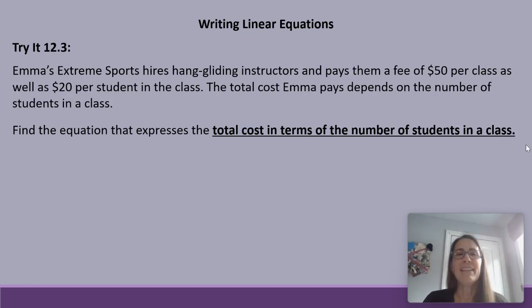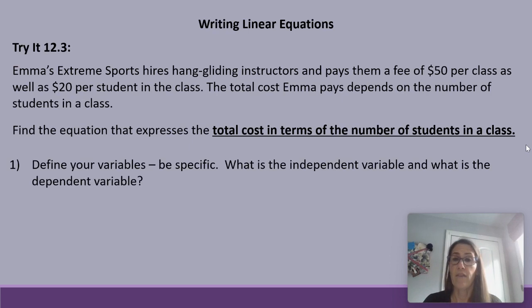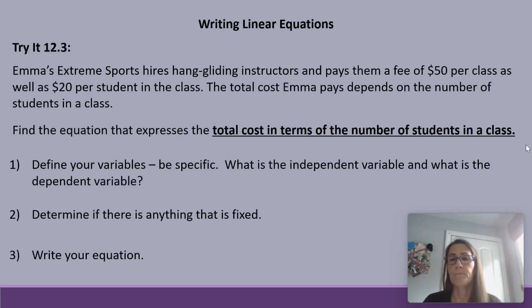So another example, Emma's Extreme Sports hires hang gliding instructors and pays them a fee of $50 per class, as well as $20 per student in the class. The total cost Emma pays depends on the number of students in the class. Okay, so this tells us that we're going to write the equation that expresses the total cost to Emma in terms of the number of students in a class. So we're going to define our variables, what's independent and dependent. We're going to determine if there's anything that is fixed, and we're going to write the equation.